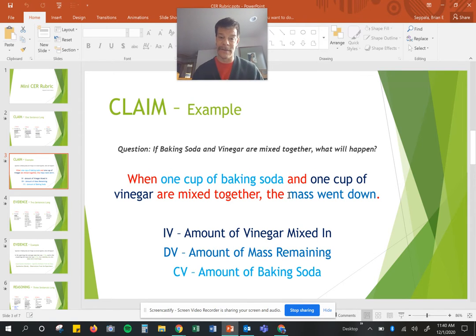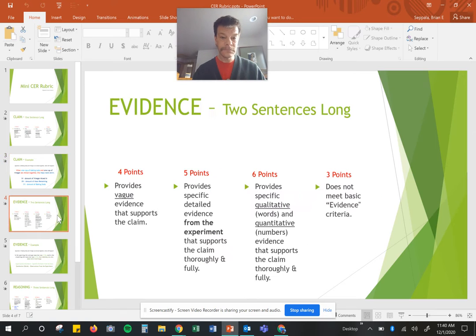So all evidence is data that backs up your claim. In this claim, I said the mass went down. Therefore, you need to show me some data that proves the mass went down. It needs to be specific, detailed data from your experiment that proves to me the mass went down. And the evidence really is divided into 2 parts: qualitative, that means words or observations, and quantitative, that means numbers.